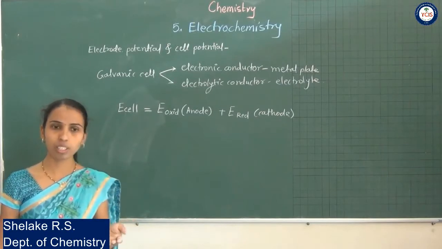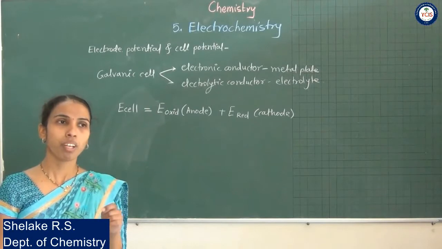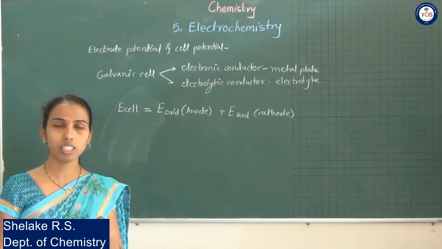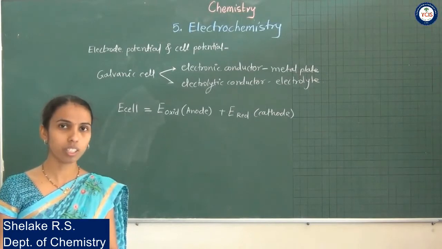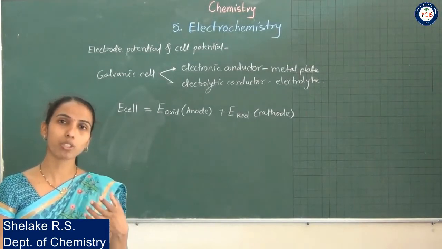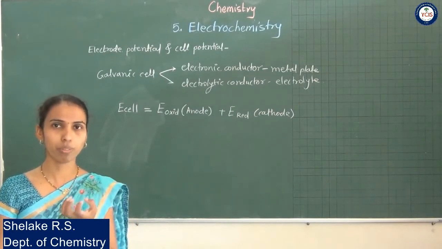And another way to define the cell potential is what? You know that at the anode, what happened? Oxidation. At the cathode there is a reduction. So what happened actually at the anode? The electrons are pulled from the anode.